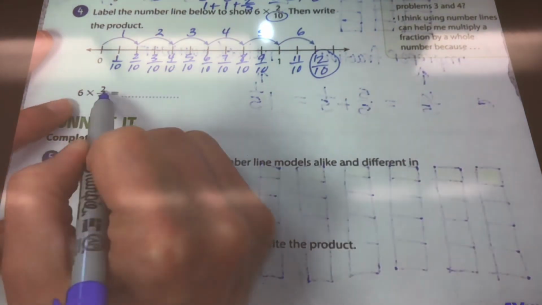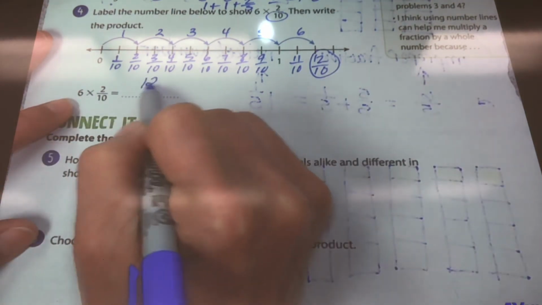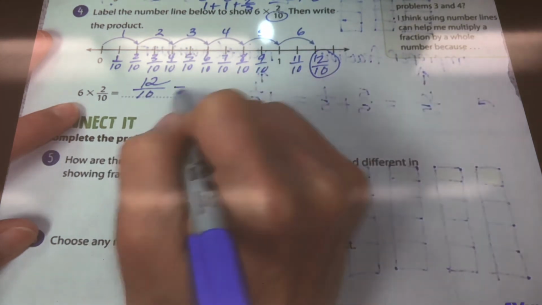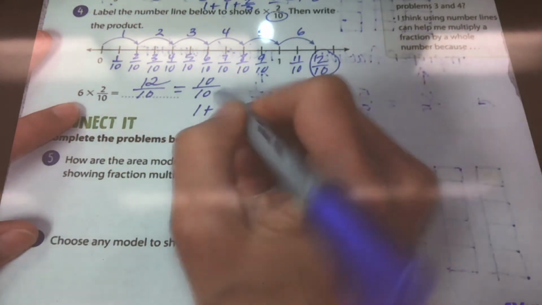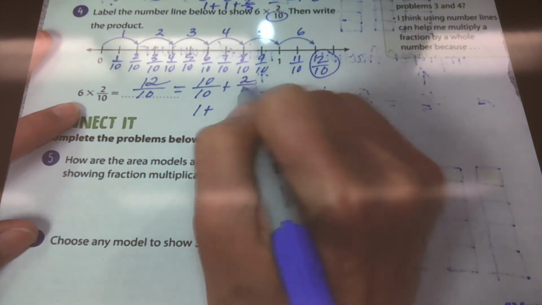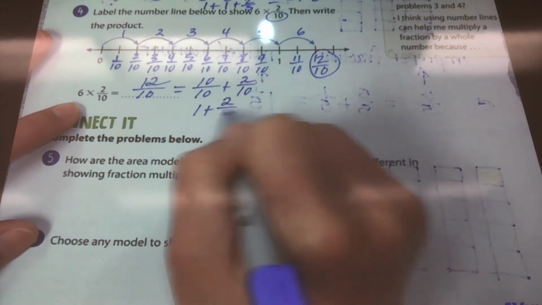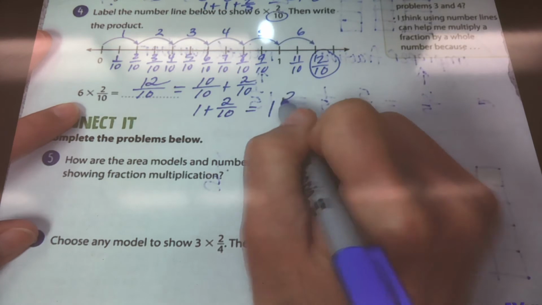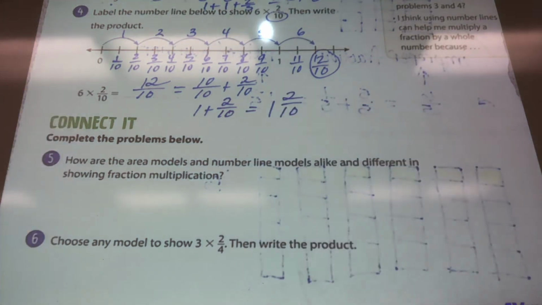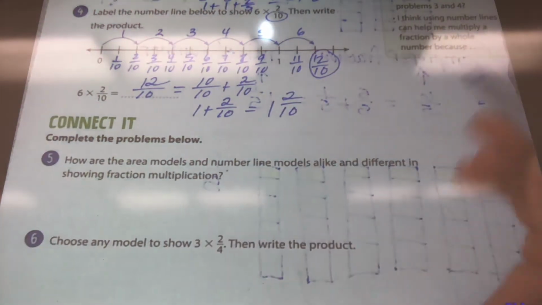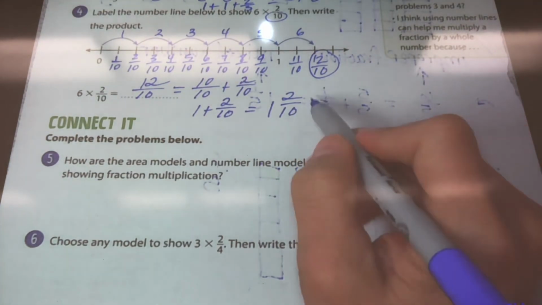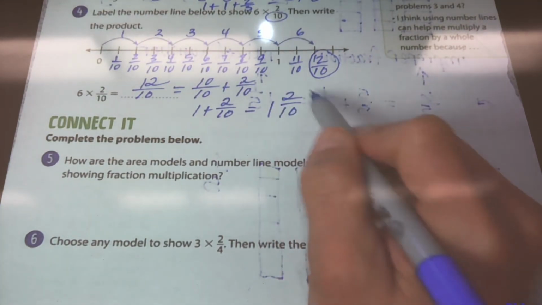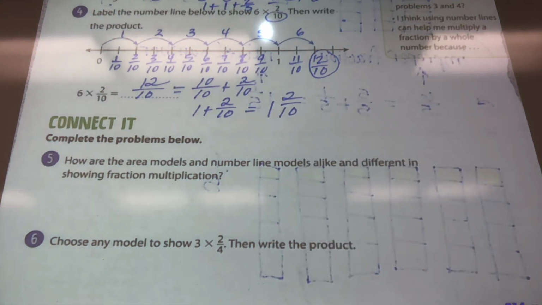Also, you can just solve it mathematically. 6 times 2 is 12 over 10, and then we would decompose that: 10 over 10, which is our whole number, plus we would have 2/10 left over, and we're going to leave that for right now at 1 and 2/10. There's no need at this time, if you understand how to simplify, there's no need to simplify this last fraction at this time.